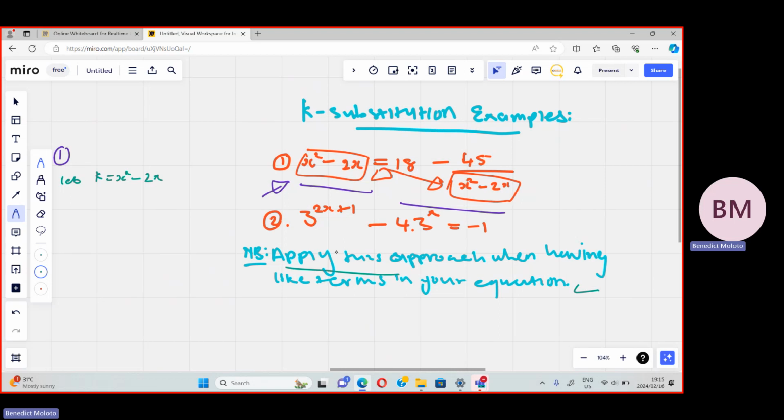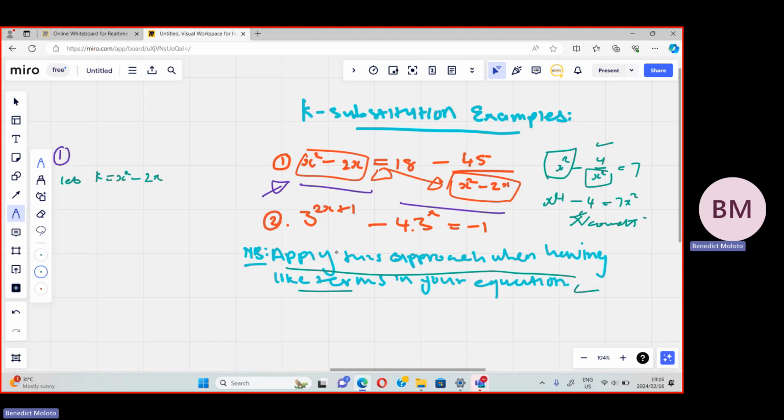You can apply this approach whenever you have like terms in your equation. Even if you have, maybe, x squared minus 4 over x squared equals 7, you can apply it here because this is a like term. Then when you apply your k, you solve things easily. Remember, this equation is complex. If you try to multiply by x squared, it gives you x to the 4 minus 4 equals 7x squared, which is still correct. But K-substitution simplifies the situation.